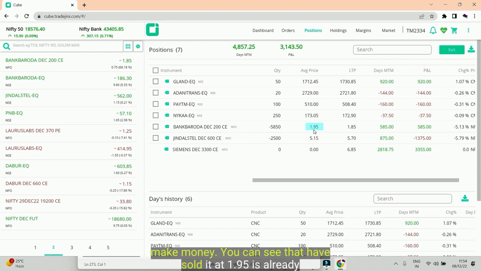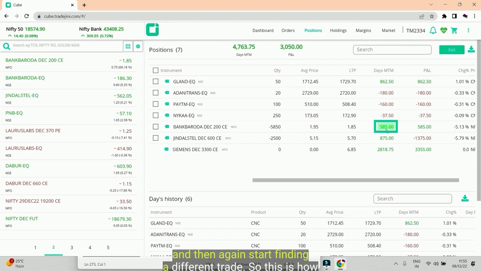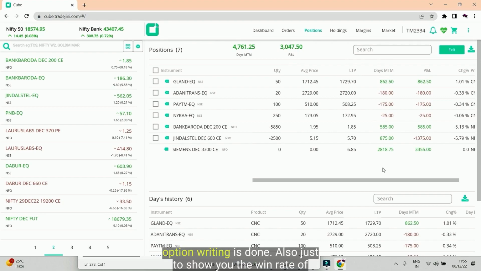You can see that I've sold it at 1.95 and it is already giving me a profit of close to 585 rupees. In no time, if it gives a profit of around 1000 rupees, I can even book it right now, live, and then again start finding a different trade. So this is how option writing is done.